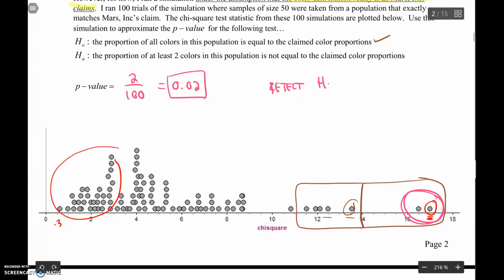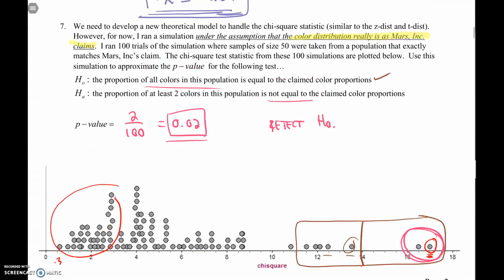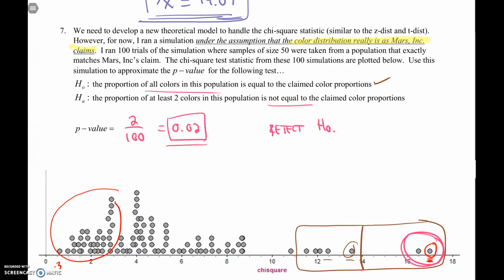We would reject the null. We would say, you know what? They're not the same. They don't match the distribution that's claimed. At least 2 of the colors is not equal to the claimed value. Okay? So that's exactly how we run a hypothesis test. This is a chi-squared test. We're going to learn that it's a goodness of fit test.